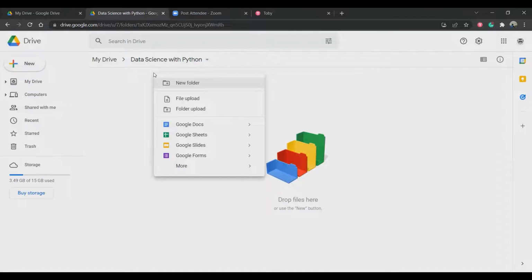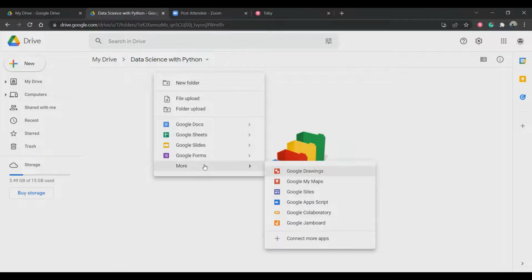If you're not having Python or Anaconda stored in your local system, you can simply go onto your drive and create a new folder, and inside that new folder you can start coding along with me right now on Google Collaboratory. There is something called Google Collaboratory, so you can code on Google Collaboratory even.